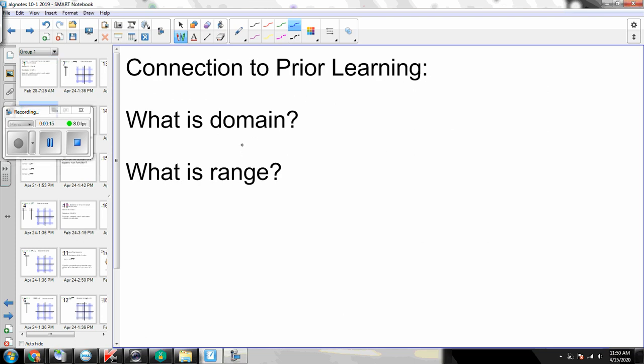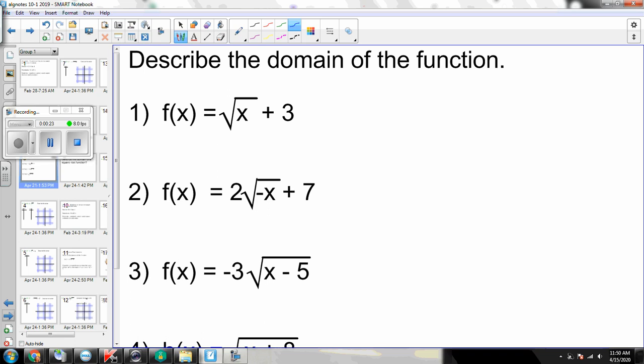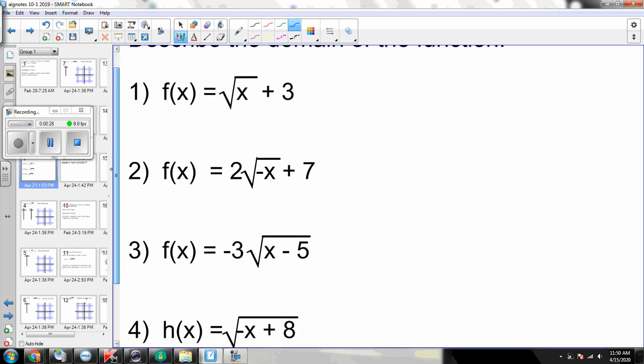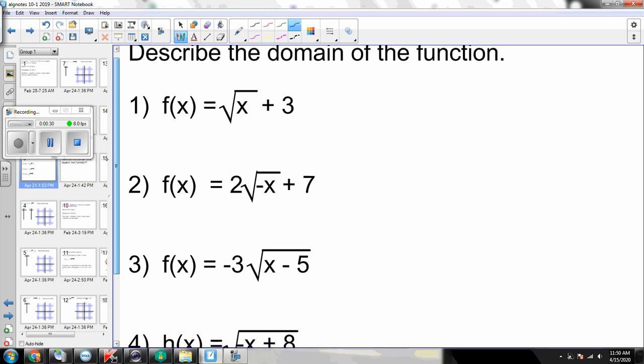Before we get started, we need to review what domain and range are. Domain are all of your x values, and range are all of your y values. On the first four questions, we're just going to describe the domain. So domain, again, are all of your x values.